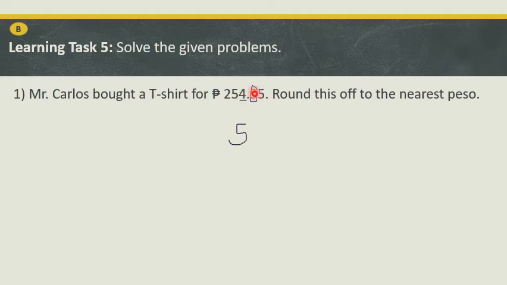So, ano mangyayari dito sa mga nasa dulo? Since ito ay pera, palitan natin ito ng 0. Magiging 0.00. How about yung nasa unahan ng 4? So, ito ay kokopyahin. So, yung 5 and 2. So, kapag ni-round off natin ng 254 pesos and 95 centavos, siya ay magiging 255 pesos.